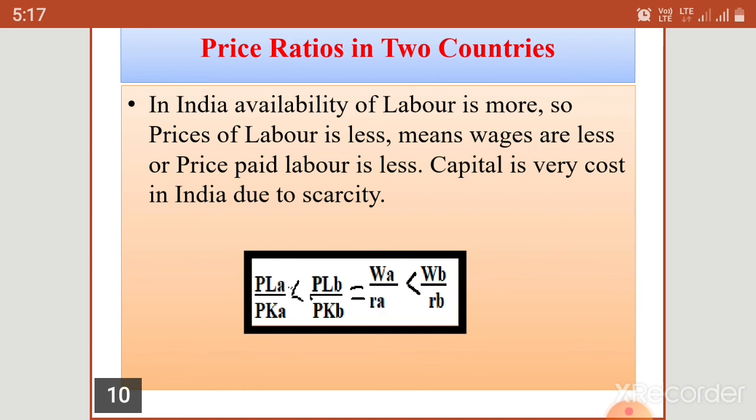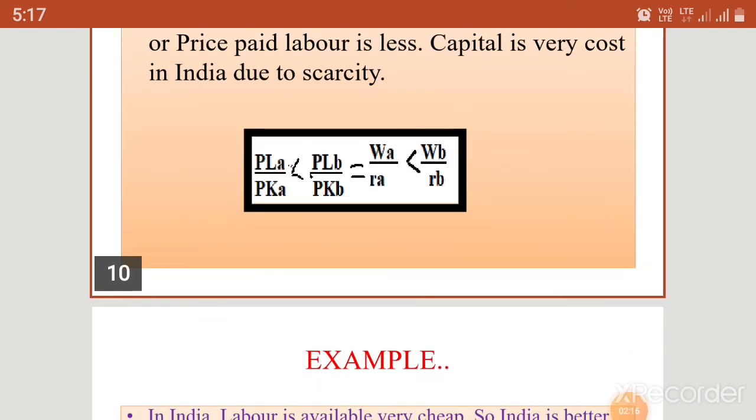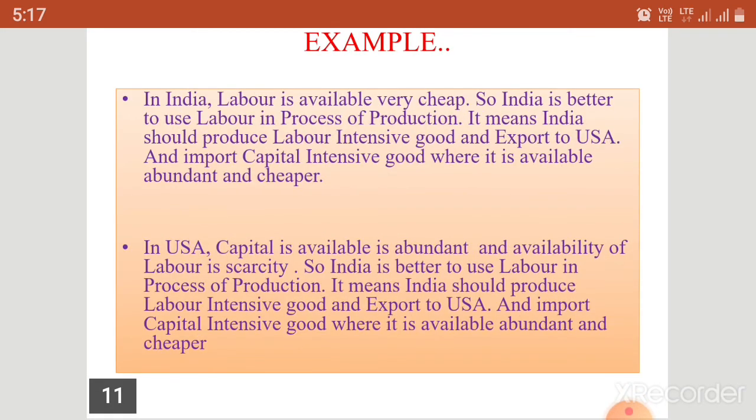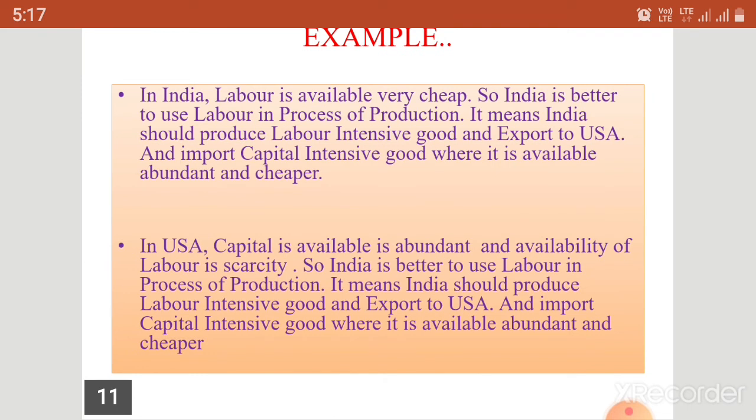So India is better off using labor in the process of production. In India, labor is available very cheap. It means India should produce labor intensive goods and export to the United States of America, and import capital intensive goods where they are available, abundant and cheaper. Vice versa, nothing but vice versa.